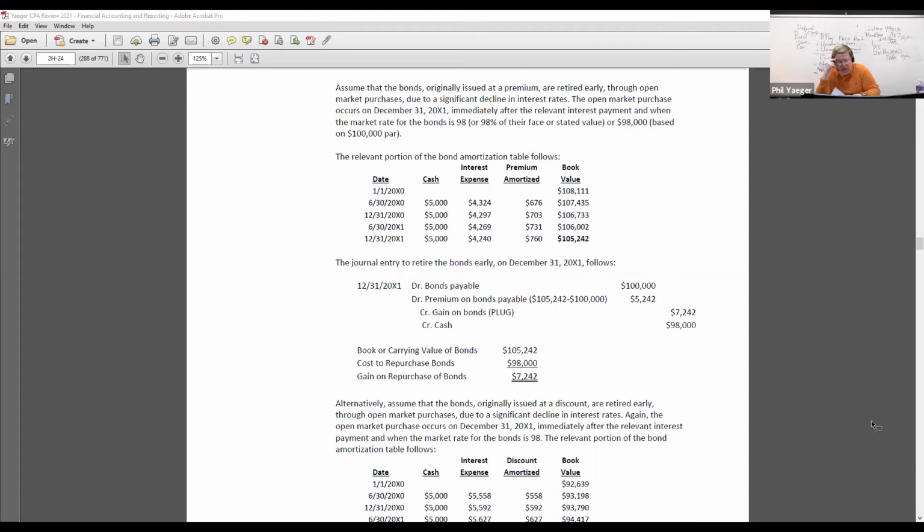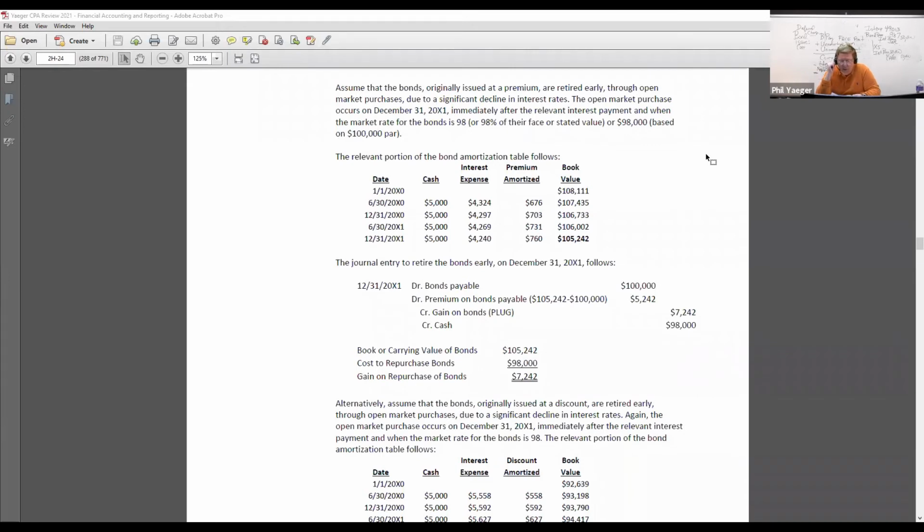Now, what type of gain is that? Is that an extraordinary gain or an ordinary gain? Ordinary. There are no extraordinary gains anymore, right? It's an ordinary gain. There's no longer extraordinary gains or extraordinary losses, okay?